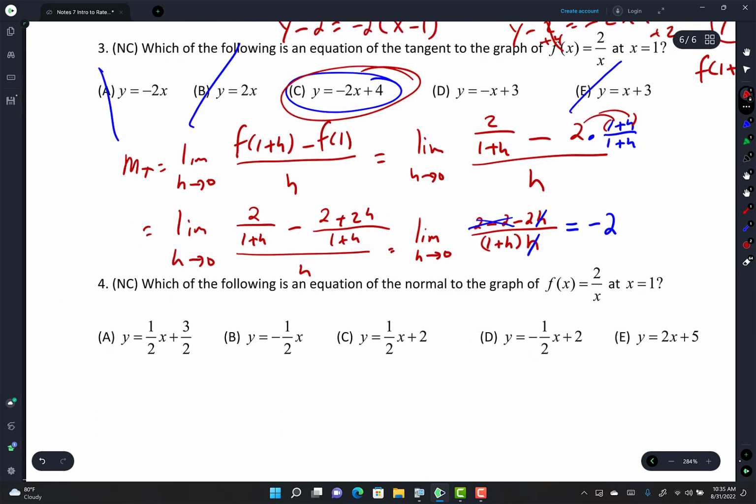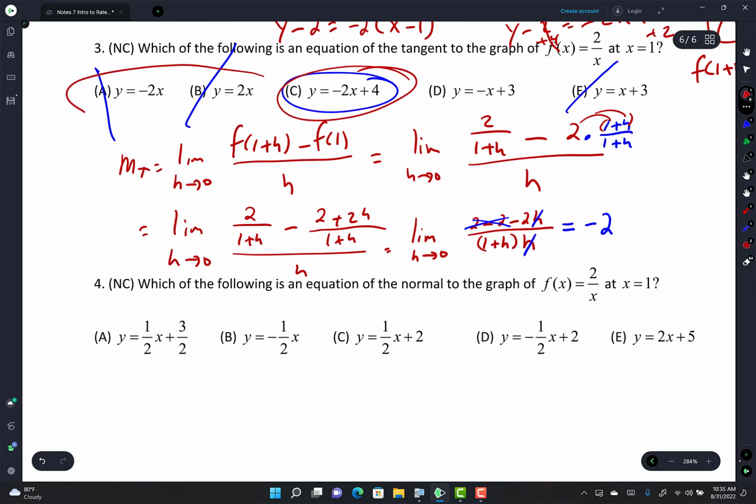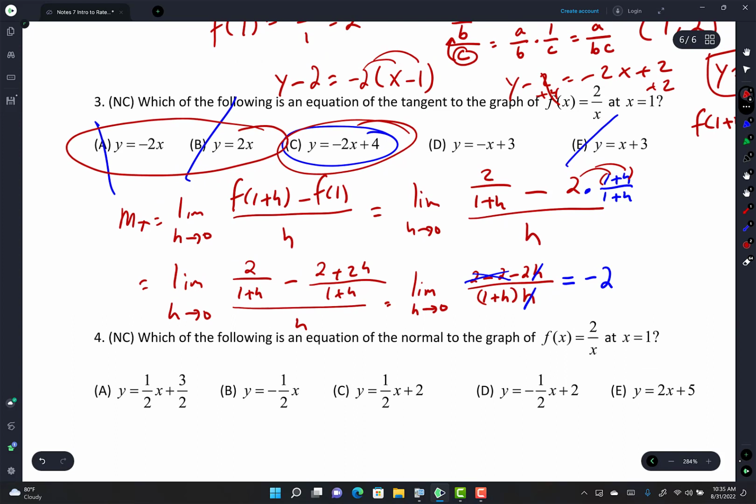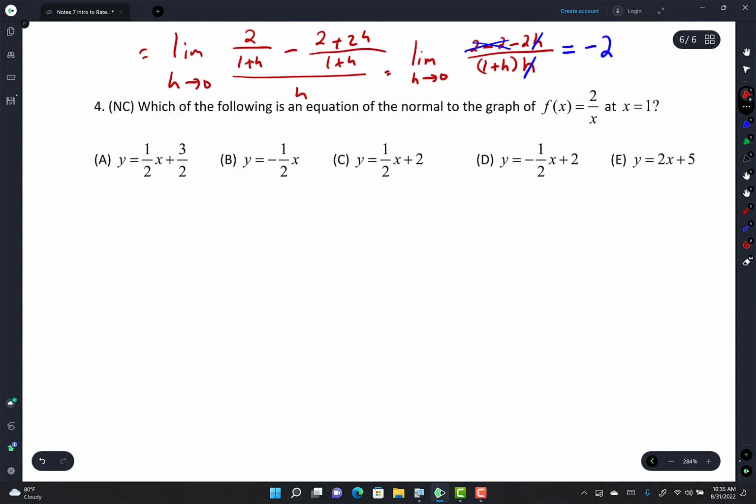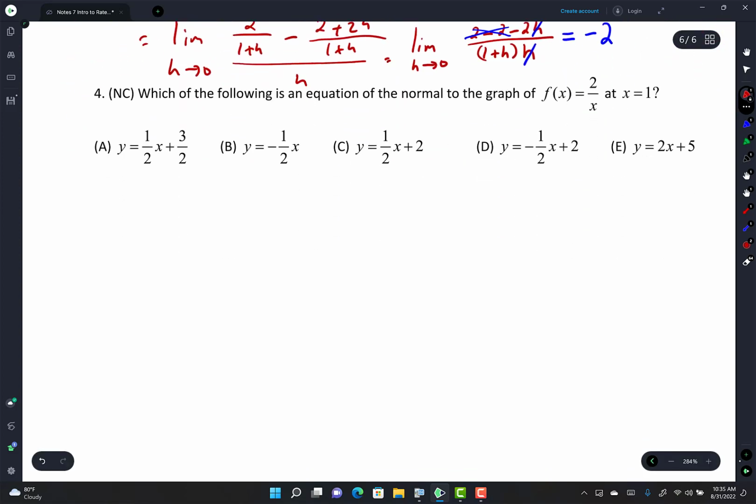Yeah, these are the worst answers of the bunch. The y equals negative 2x and the y equals 2x are the absolute worst. A rational function that has a vertical asymptote at x equals 0 does not have a tangent line going through the origin. It's impossible. Impossible. Okay, sorry. I got triggered there.